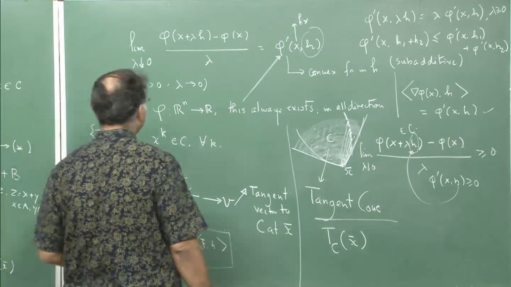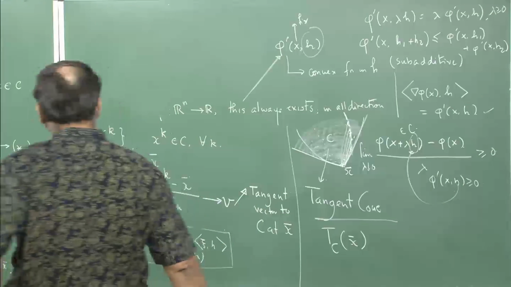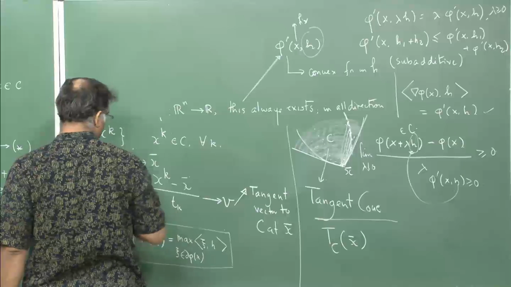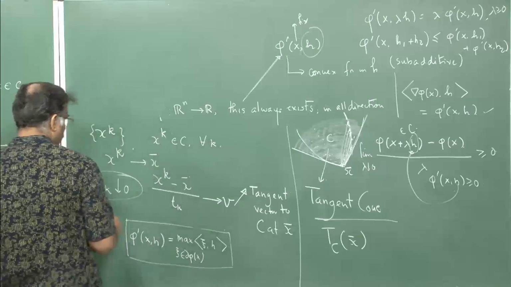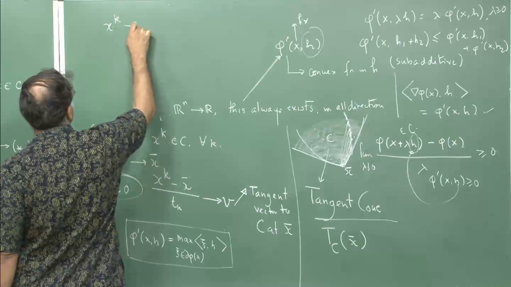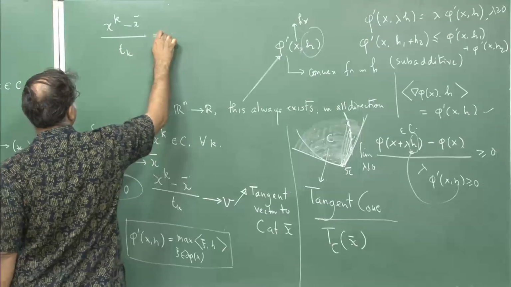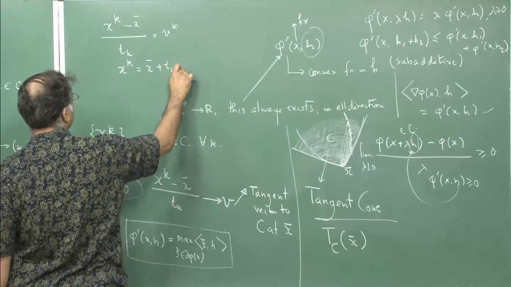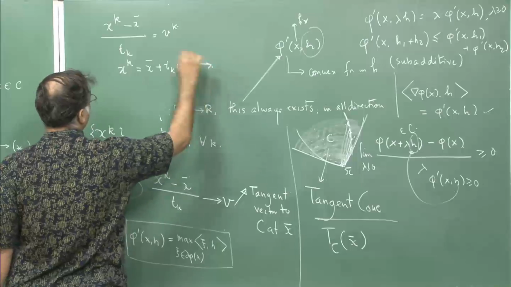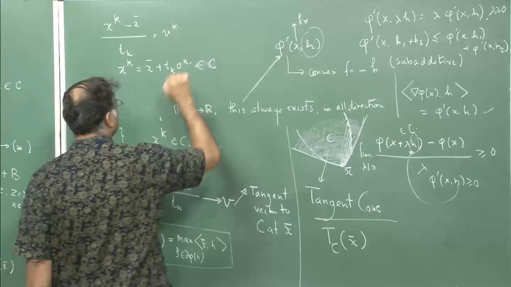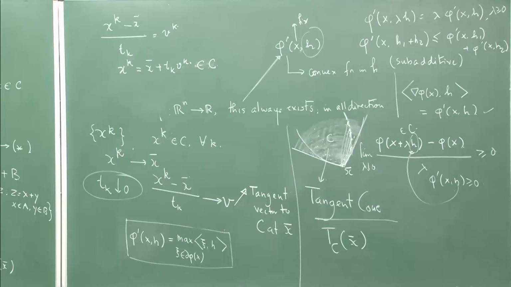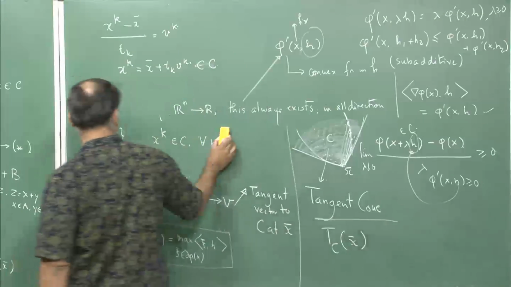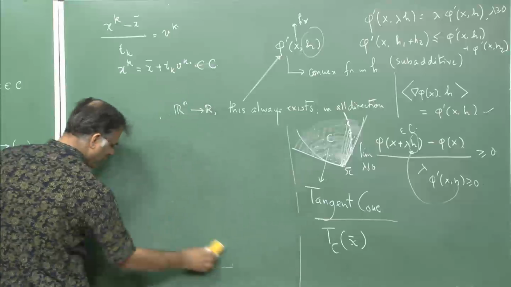Now, what does the tangent cone tell me? Can it give me some information? The information it gives is the following. What does it tell you? Okay. So, if I write this ratio as vk, then I have xk equal to x bar plus tk vk, and this is an element of C. You can write it like that also.